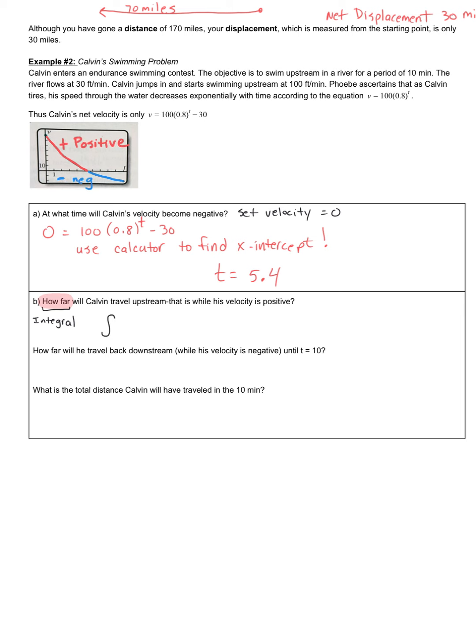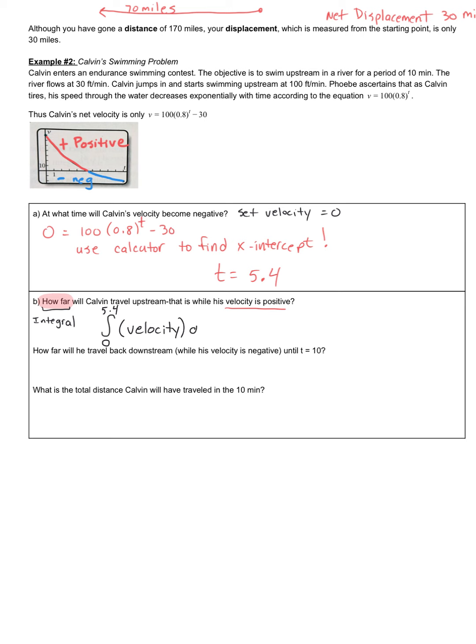So for part B, how far will he travel? Well, he is upstream while the velocity is positive. What are my endpoints? Well, my left endpoint is going to be 0, and my right endpoint is going to be that x-intercept at 5.4. So those are my left and right endpoints. The 0 goes here, and the 5.4 goes up here. And then it is the integral of the velocity.